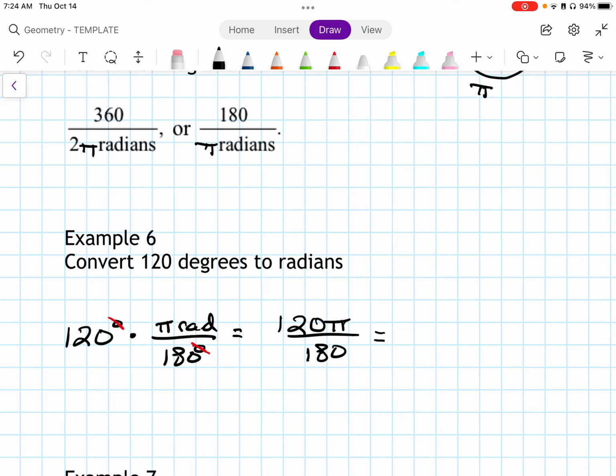I can reduce this, what is 12 over 18? Yeah, 12 over 18. That would be the same thing as 2/3. This would be 2/3 pi.